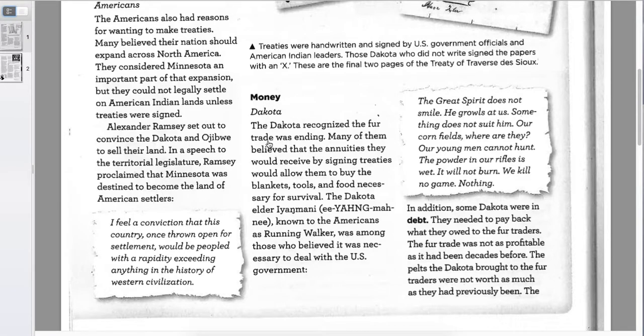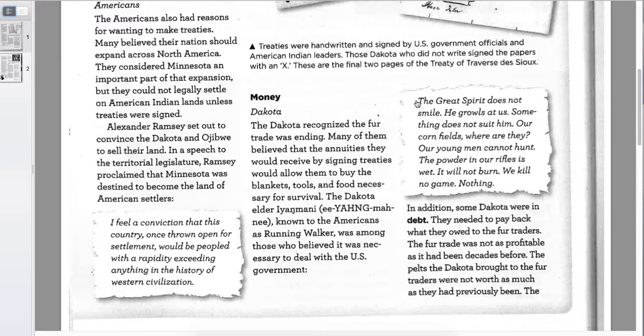Money, Dakota. The Dakota recognized the fur trade was ending. Many of them believed that the annuities they would receive by signing treaties would allow them to buy the blankets, tools, and food necessary for survival. The Dakota elder, Eyanghmani, known to the Americans as Running Walker, was among those who believed it was necessary to deal with the U.S. government.